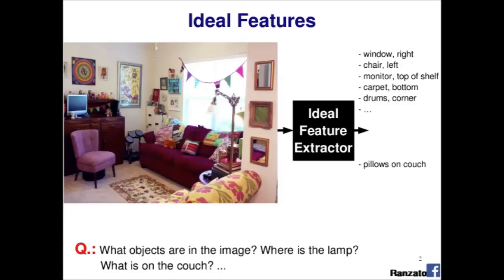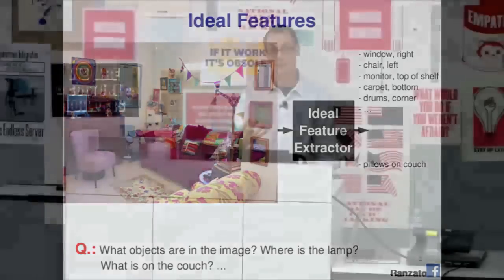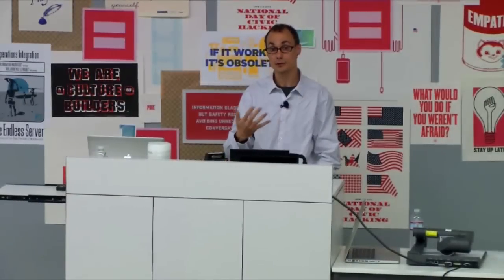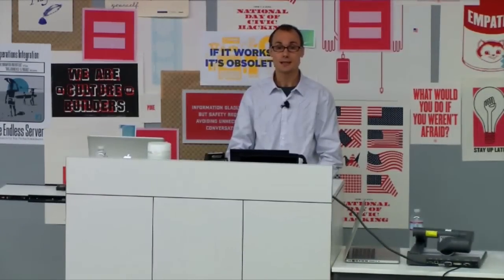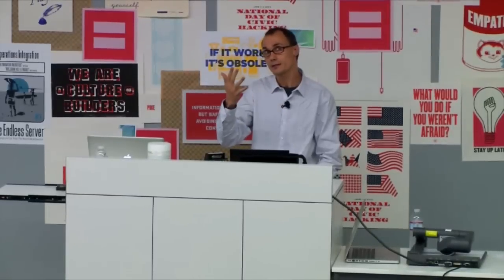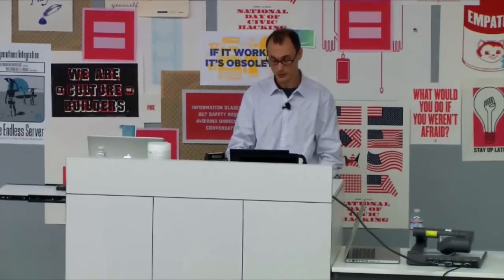If we had such a descriptor, we would be able to answer many different types of questions, like what objects there are in the image, where they are, how they relate to each other, what kind of attributes they have, and so on and so forth. And answering different types of questions and reasoning about the image is one important component of what I would call an intelligent system.